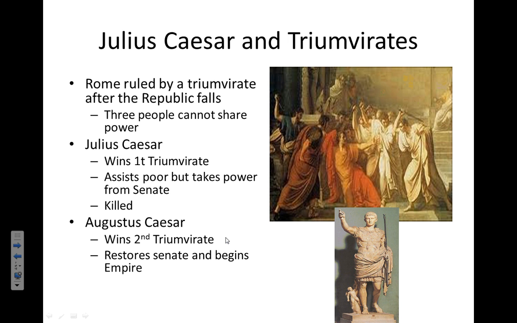As he takes power, he assists the poor people, but he takes even more power from the Senate, which angers a lot of people. He then becomes dictator for life, which makes even more people upset, and he's later assassinated.